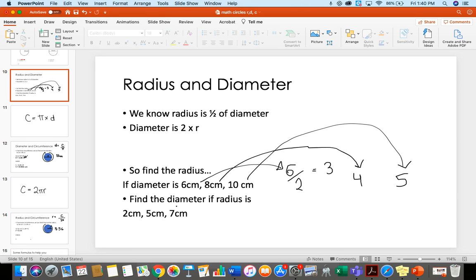So now we're going to do the opposite. We have to find the diameter if the radius is the following. So now we're going to be multiplying it by 2. It's just double. So what's double 2? That's 4. What's double 5? That's 10. What's double 7? That's 14. That's where it's coming from.